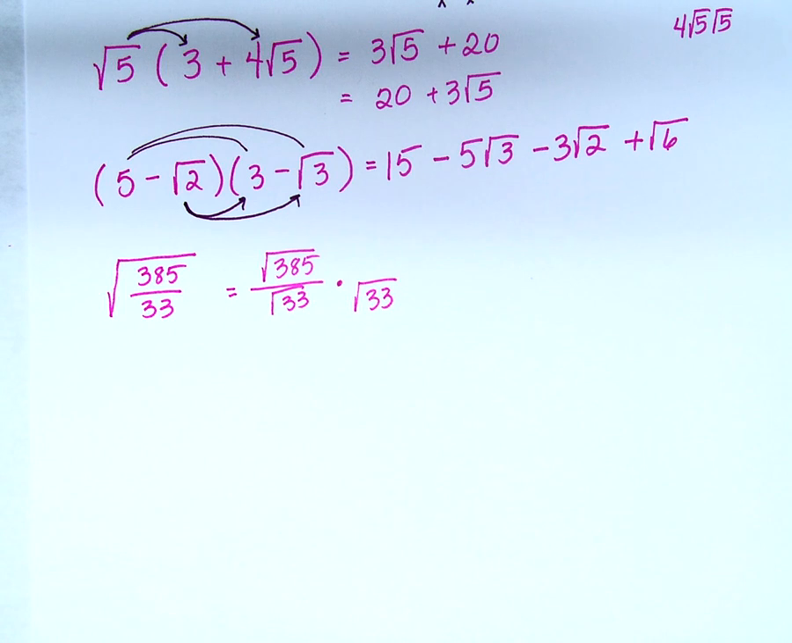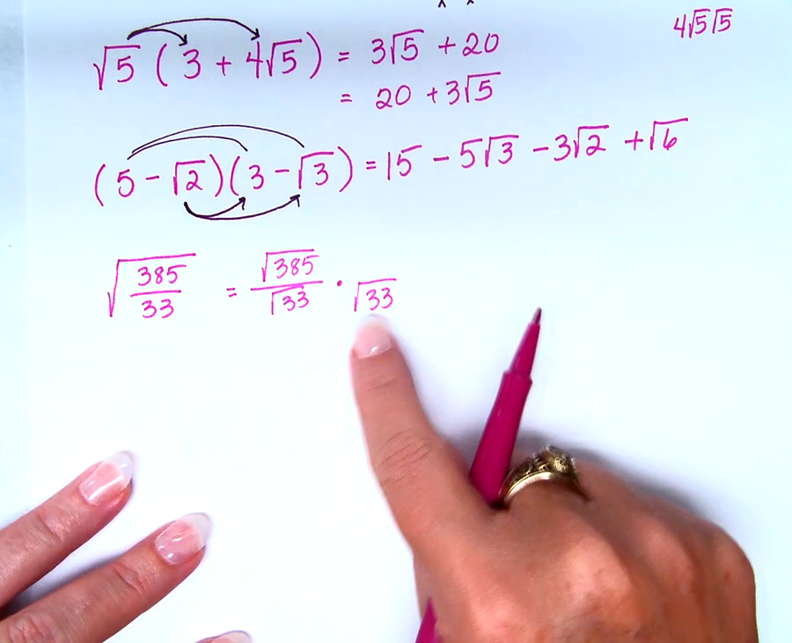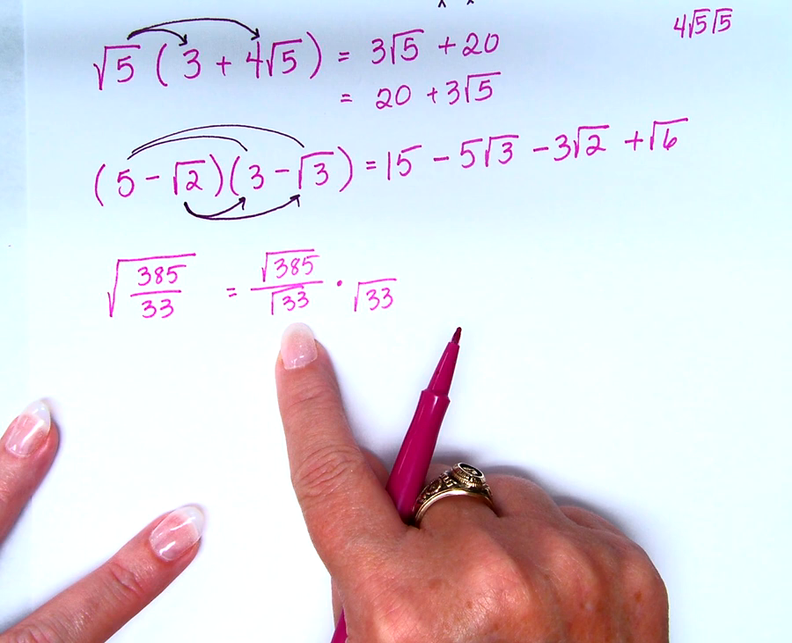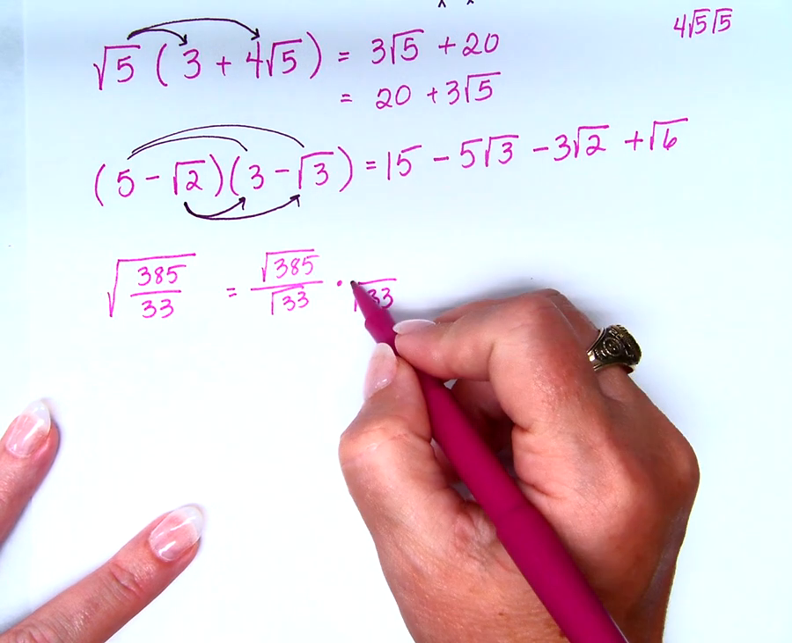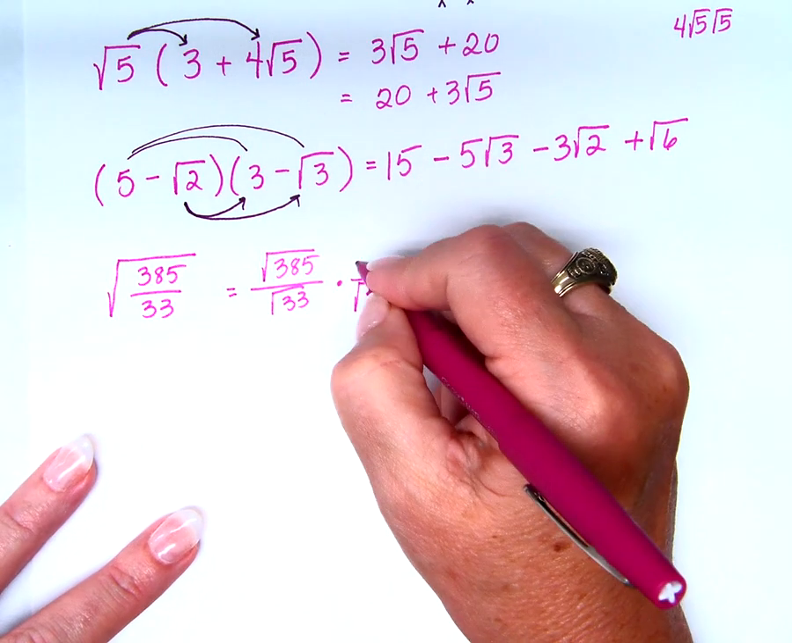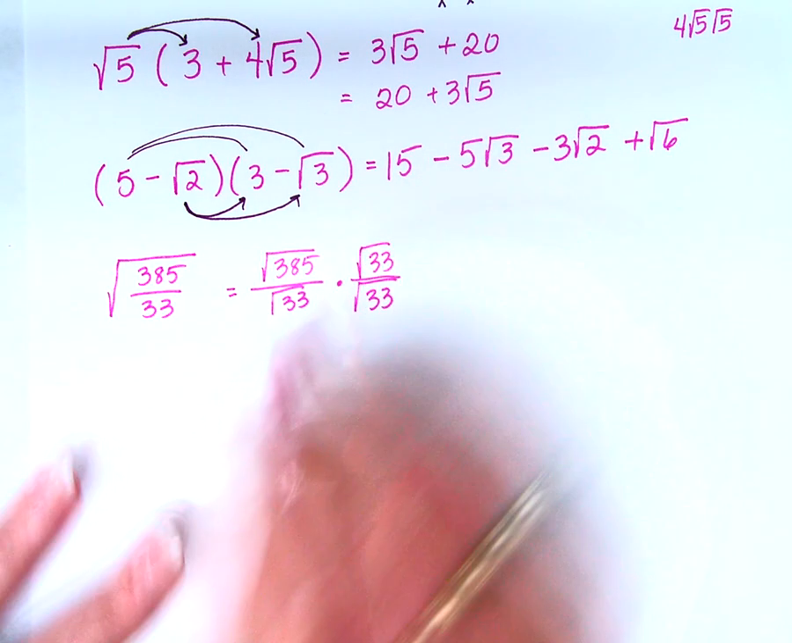Now, I am choosing to multiply by the square root of 33, and I'm going to do that on every problem that has a square root in the denominator. Why did I choose the square root of 33? Because this one is the square root of 33, right? So if I multiply the denominator by the square root of 33, what else do I have to multiply by the square root of 33? The numerator. Okay?